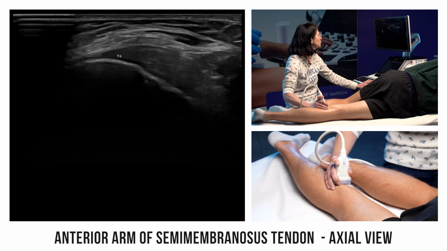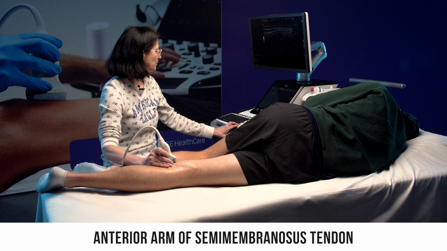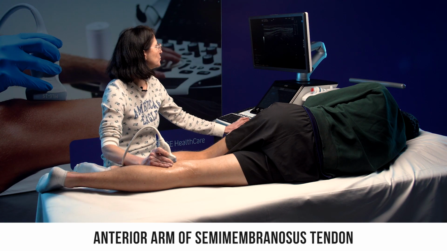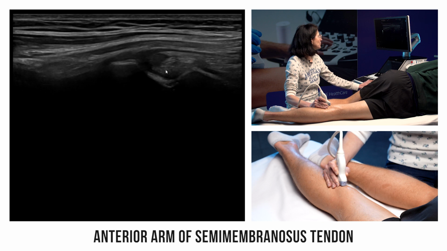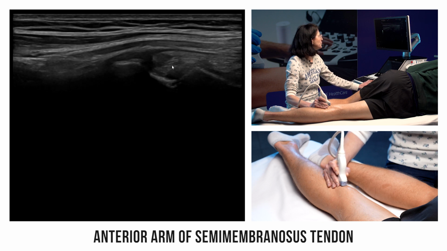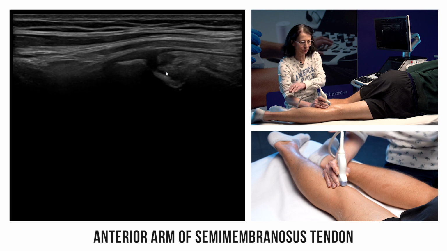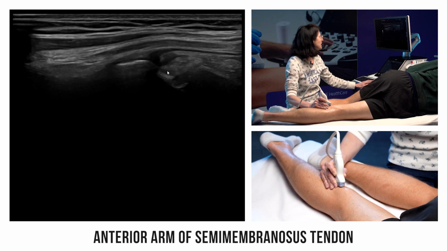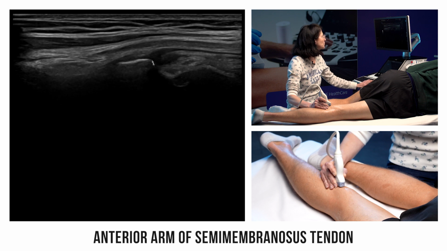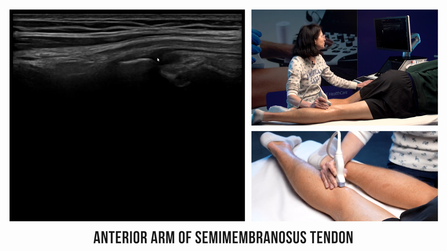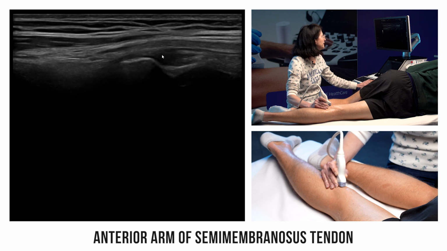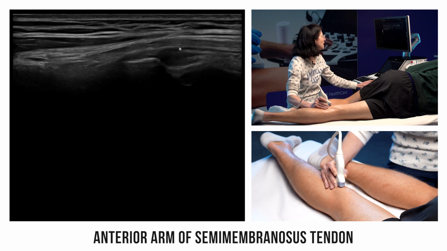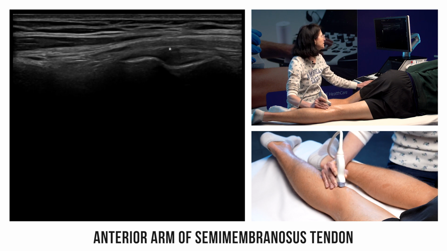in a posterior-anterior direction. We can restart in a coronal view in this area of the anterior arm of the semimembranosus tendon. If we flex the knee slightly to unlock it, we can sometimes see a small bursa, the bursa of the semimembranosus, which is arranged in an inverted U shape between the medial collateral ligament superficially and the tendon more deeply.